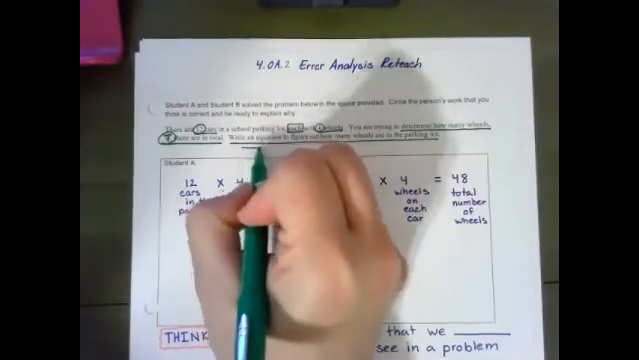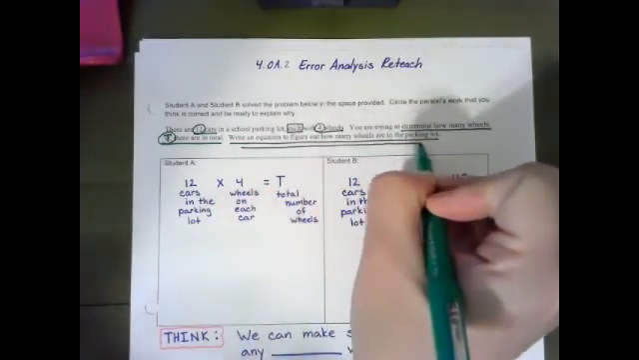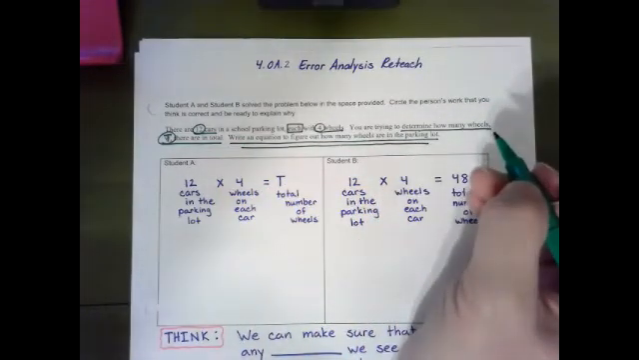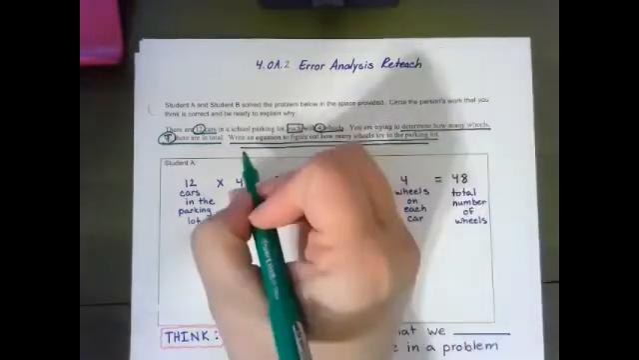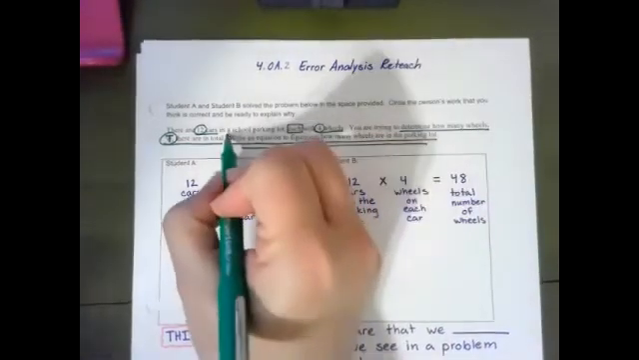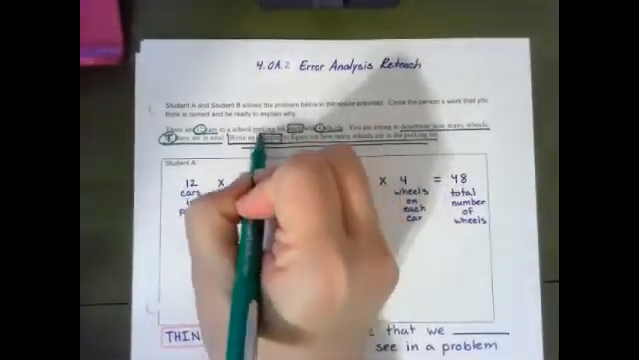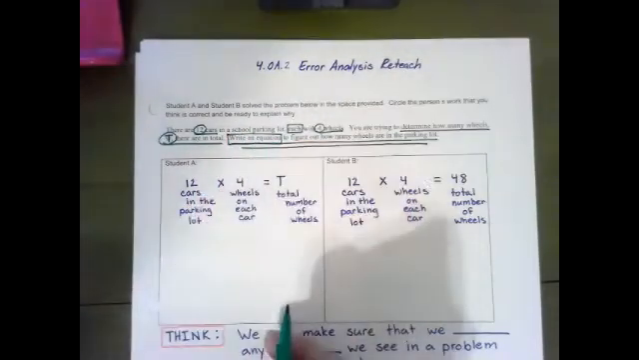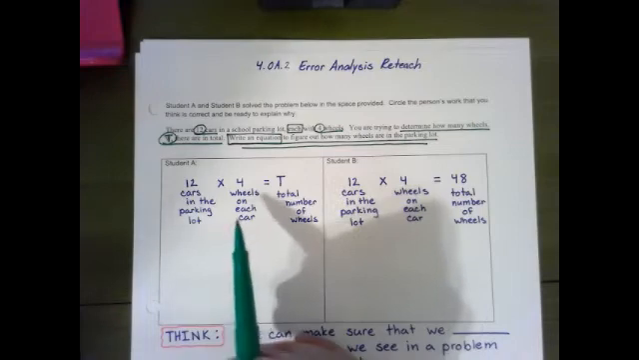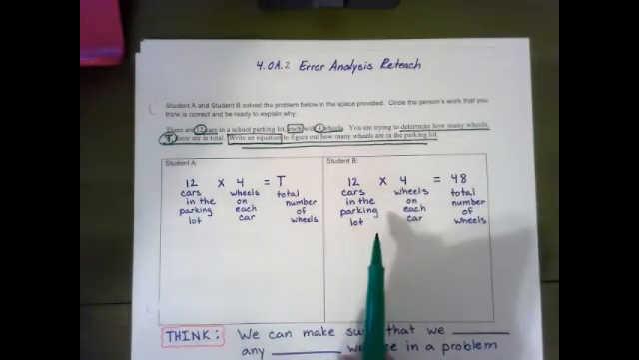I'm going to put a double underline under this because normally that would be our big question. However, in this problem, this is our task. We need to write an equation. Let's look at our two pieces of student work. We have student A and student B. Which one do you agree with?